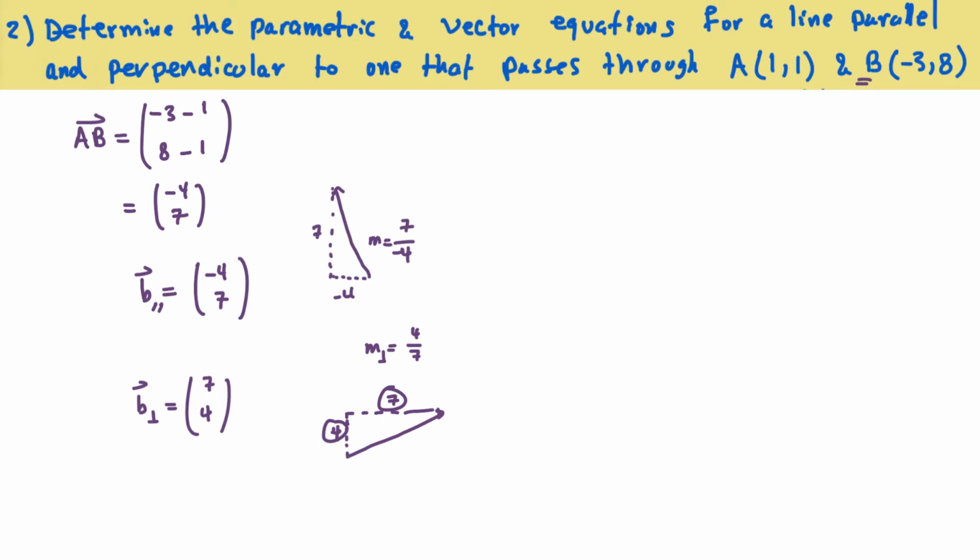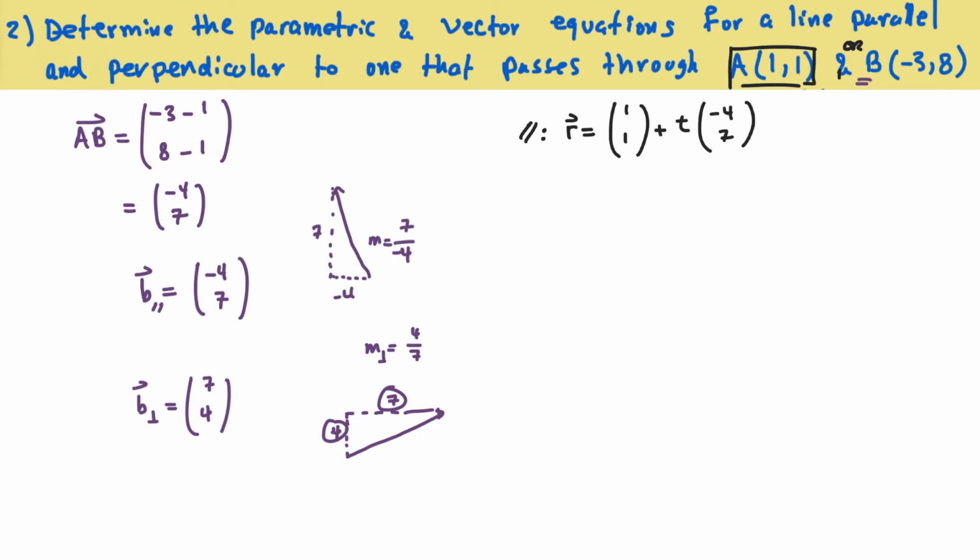So for a line which is parallel, the vector equation r is going to equal one of the points. We can choose any of the points A or B. It doesn't really matter. So I will choose A. It'll be 1, 1 plus some parameter. Let's use t here. And our direction vector for parallel is negative 4, 7.